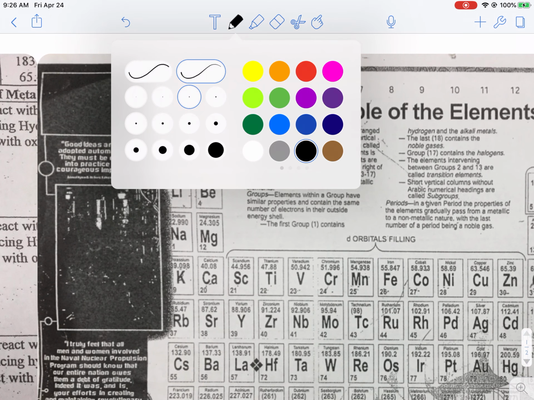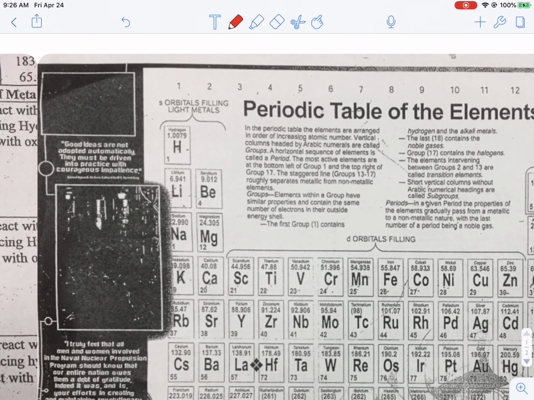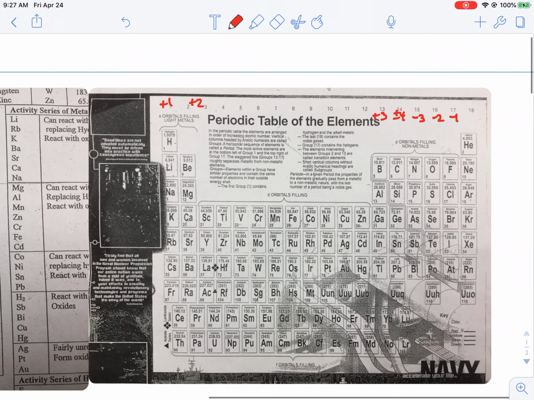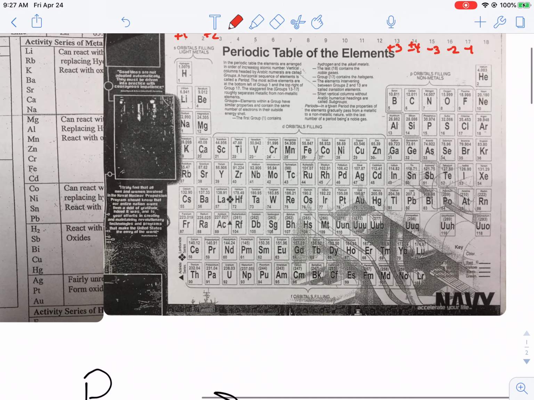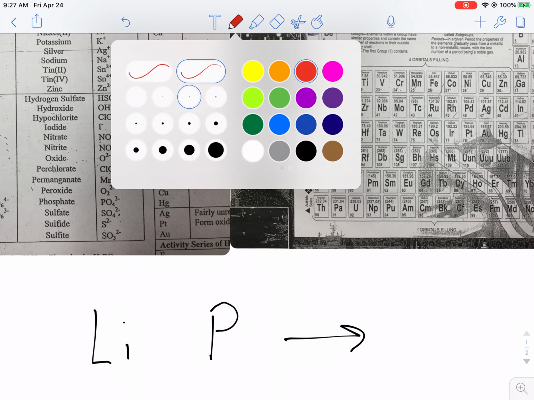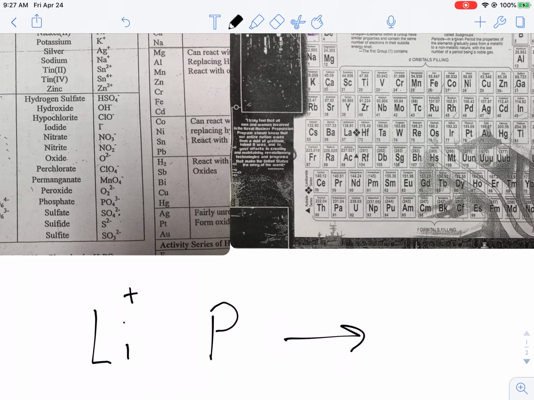Remember that the charges for our ions in the periodic table in group 1 was a +1, group 2 was a +2, group 13 was a +3, 14 was plus or minus 4, and then it went -3, -2, -1, and 18 didn't have a charge. So if I take a look, I found lithium right there. Lithium is in group 1. That means lithium has a +1 charge.